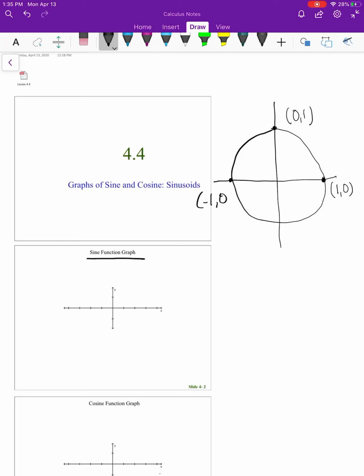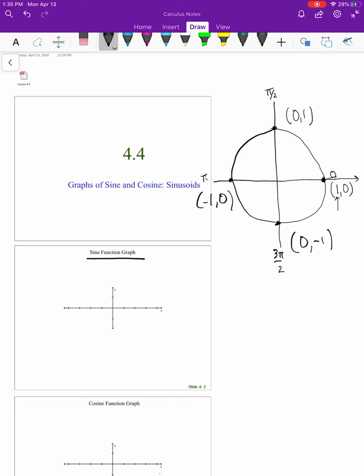is the point 1, 0. We know that this is the point 0, 1. We know that this is the point negative 1, 0, and that this is the point 0, negative 1. We also know that the first value in that ordered pair is the cosine of whatever angle this is, right?